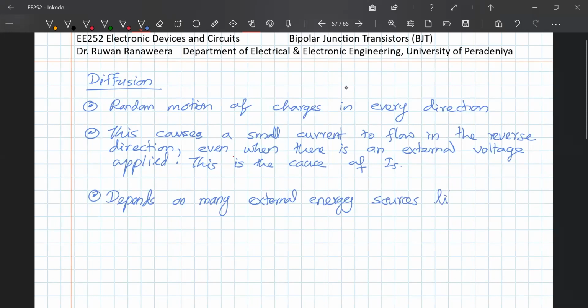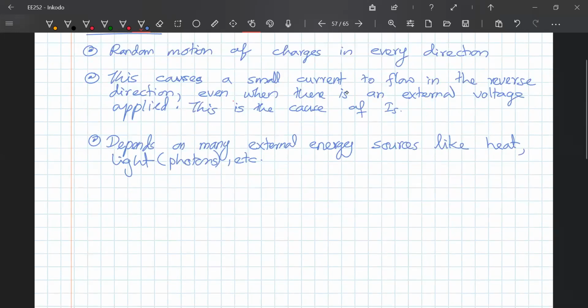Like heat, light, because light has photons, which can be converted into energy, right, etc. So you see, if you externally excite the electrons in the semiconductor, they will have higher energy or lower energy depending on how you apply it.